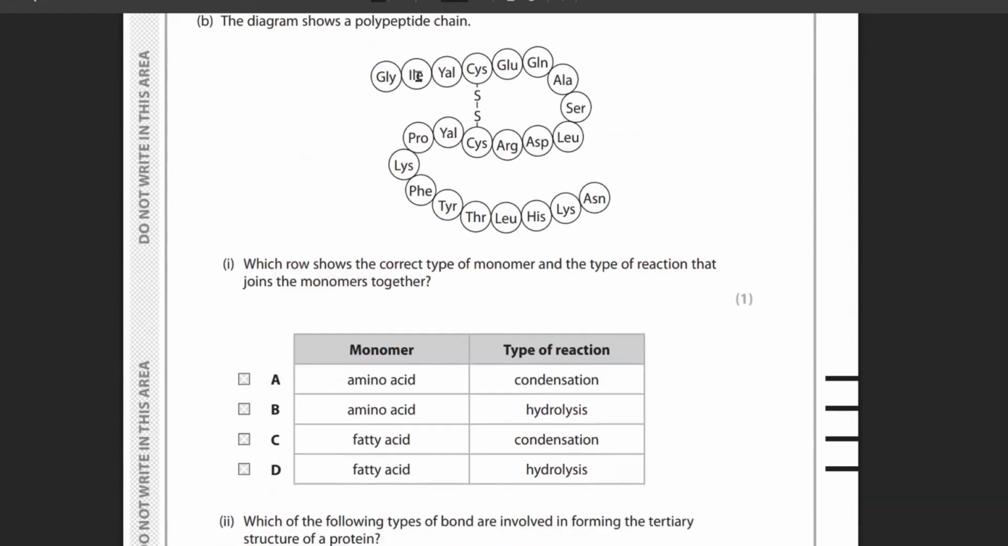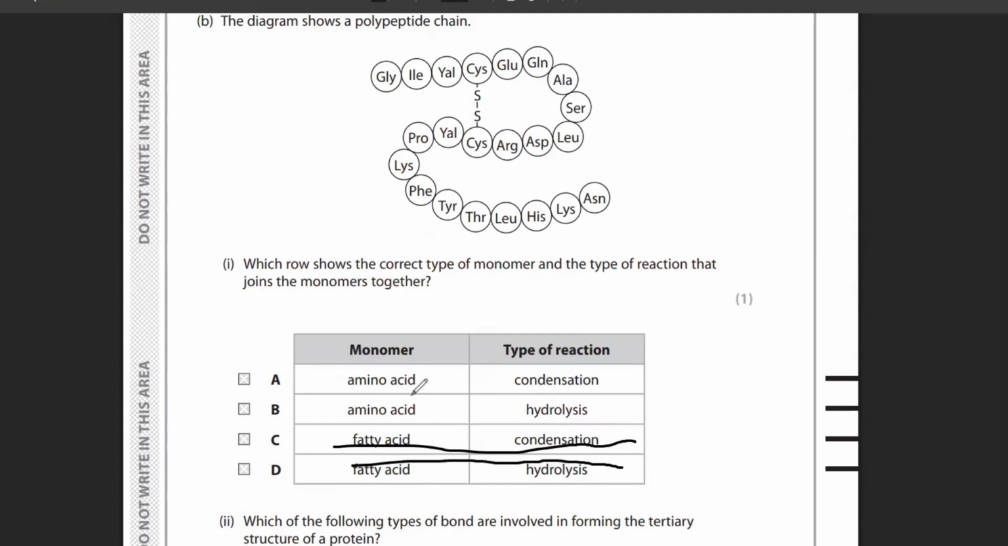The diagram shows a polypeptide chain. We've got these little circles here which represent monomers, small molecules that join together to make a polymer. Number 2 says, first question, which row shows the correct type of monomer and the type of reaction that joins the monomers together? So what is the name of these monomers? Well, they're in a polypeptide. What's a polypeptide? Hopefully you remember it's a protein.